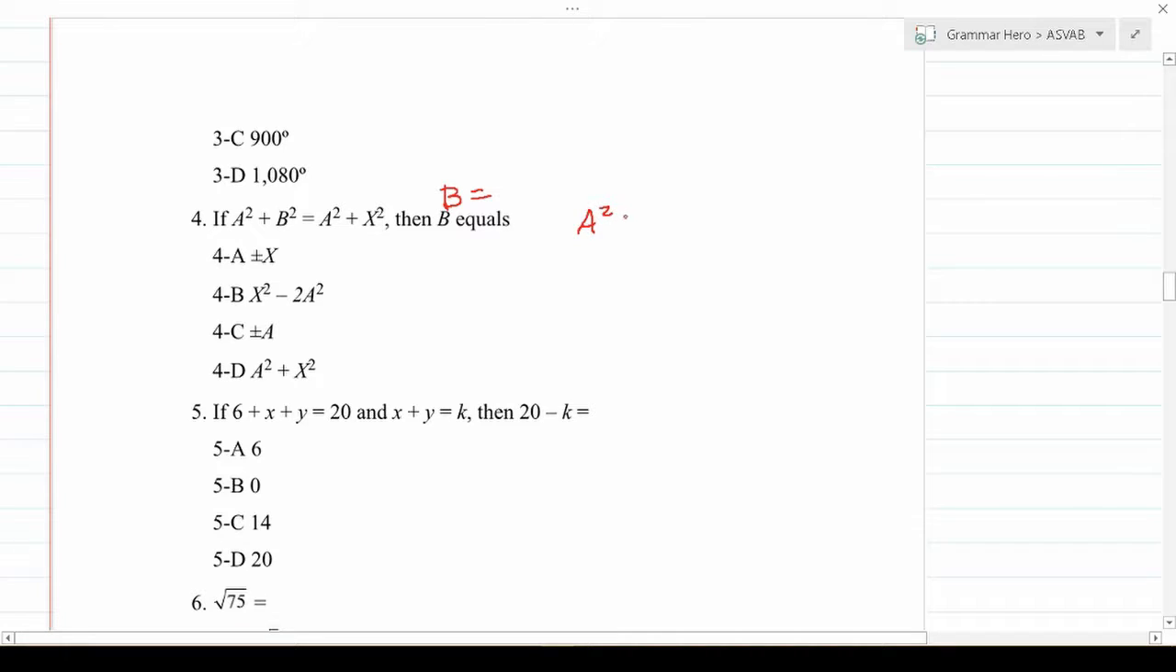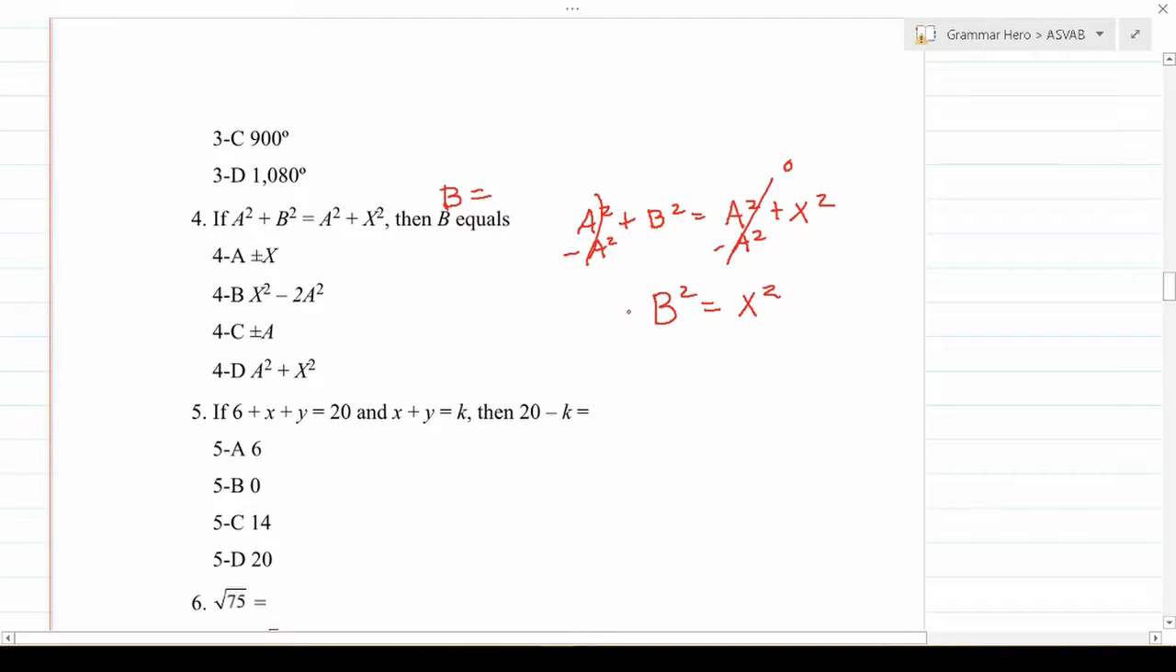First, I'm going to write down the original equation. Since I want b by itself, the first thing I'm going to do is subtract a squared from this side. That's going to become 0. And what I do to one side, I have to do to the other. As you can see here, I have a squared here and a positive a squared here. This becomes a squared minus a squared, which is going to go to 0. So we're going to be left with b squared equals x squared.